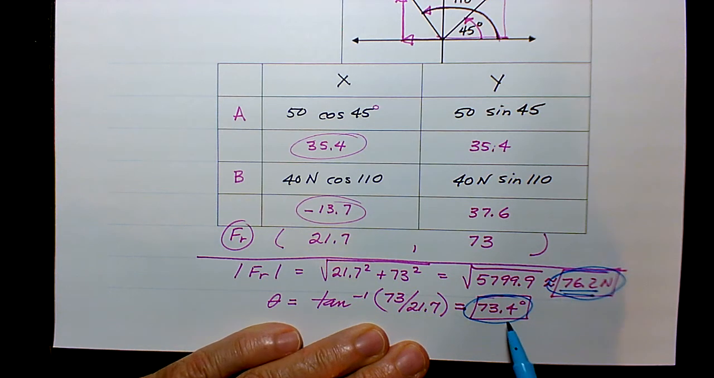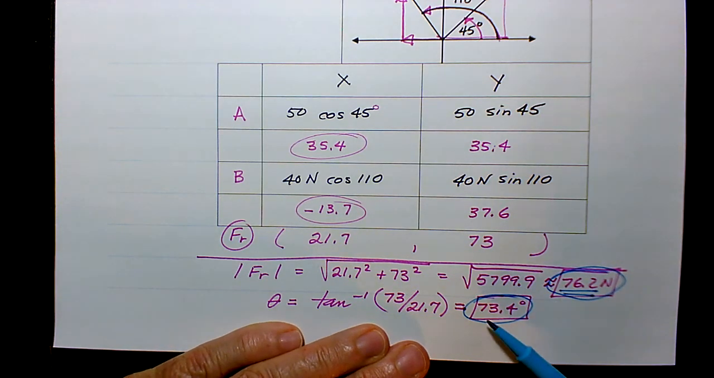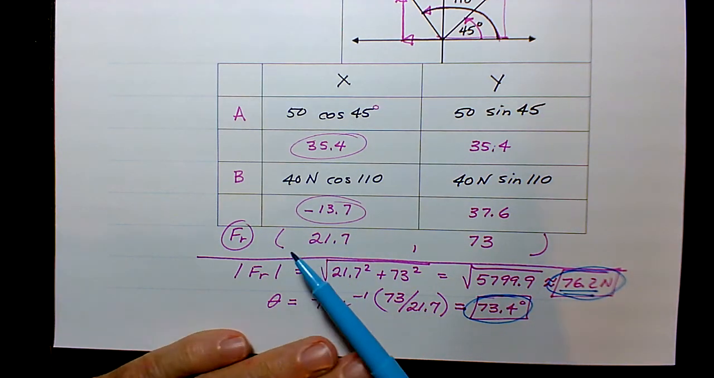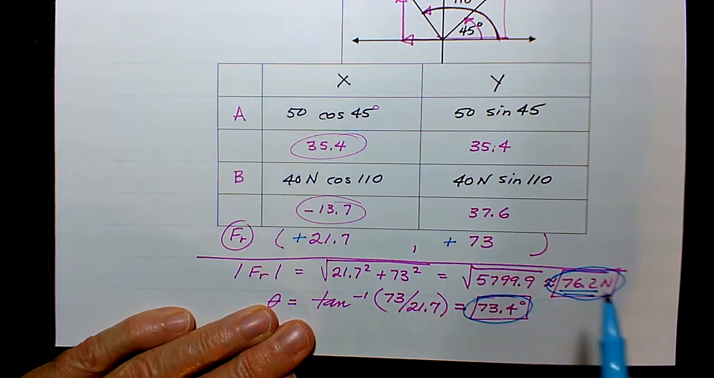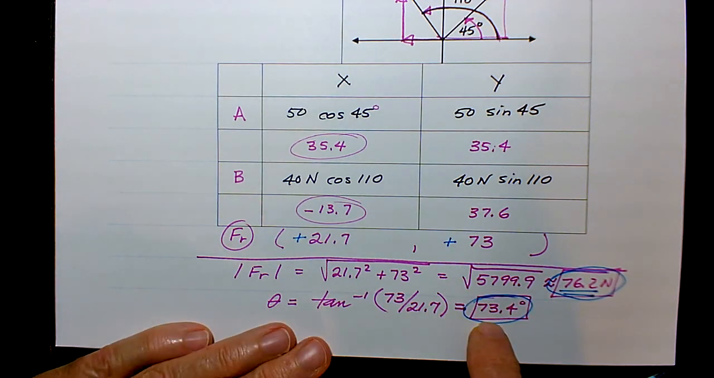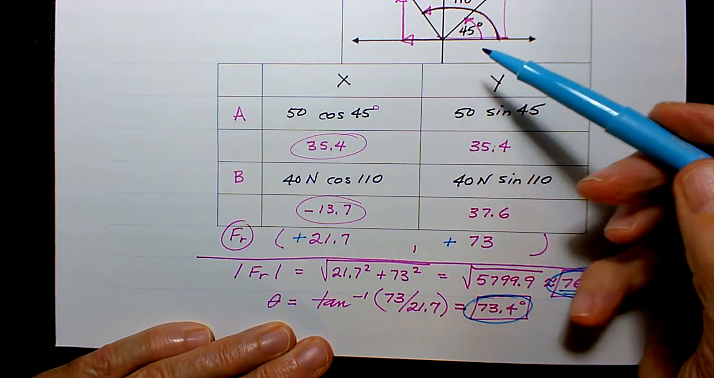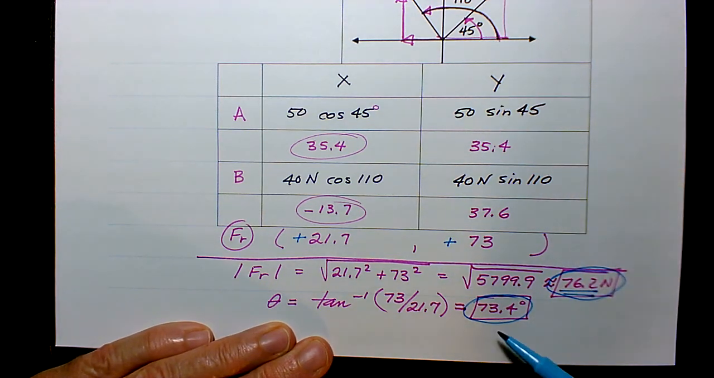The problem arises with inverse tan. In this case, it's not an issue because both components of the resultant vector are positive. So this is a reference angle in the first quadrant. It's also a standard angle. But I could do another video using two different vectors.